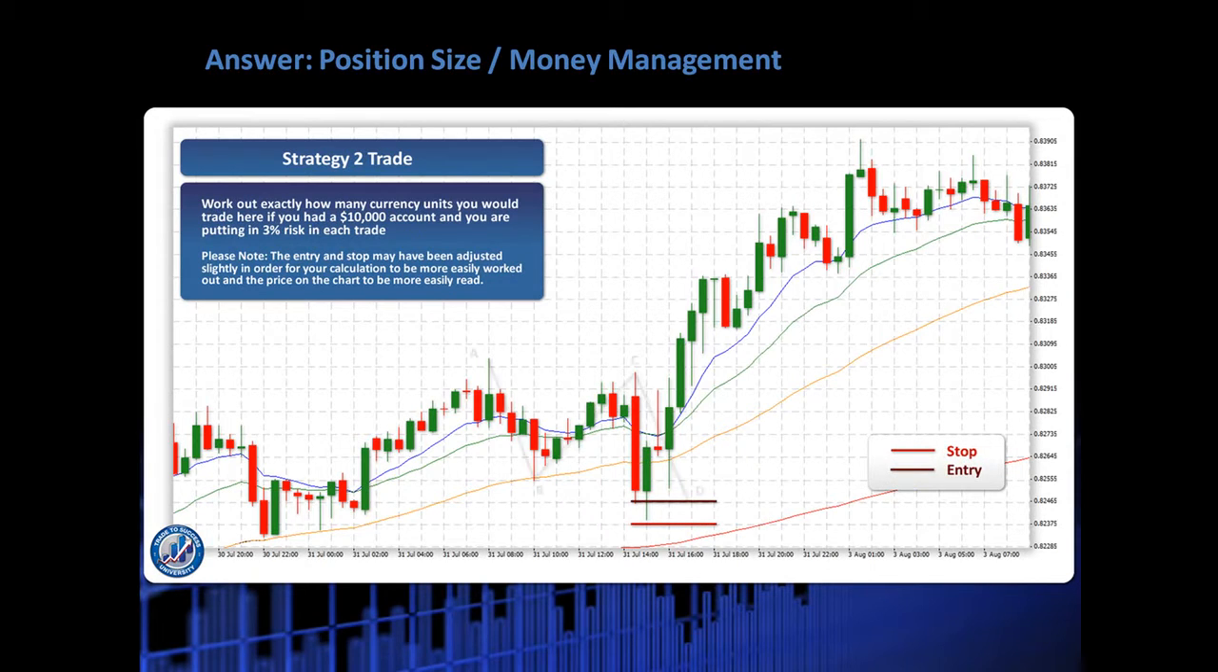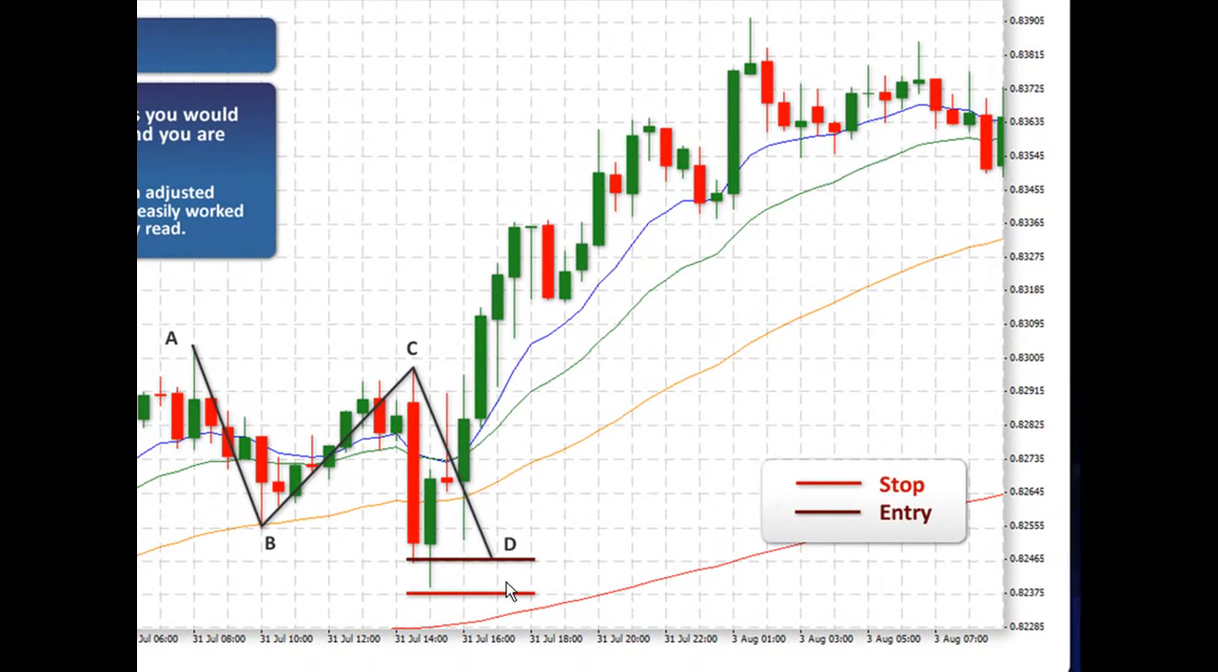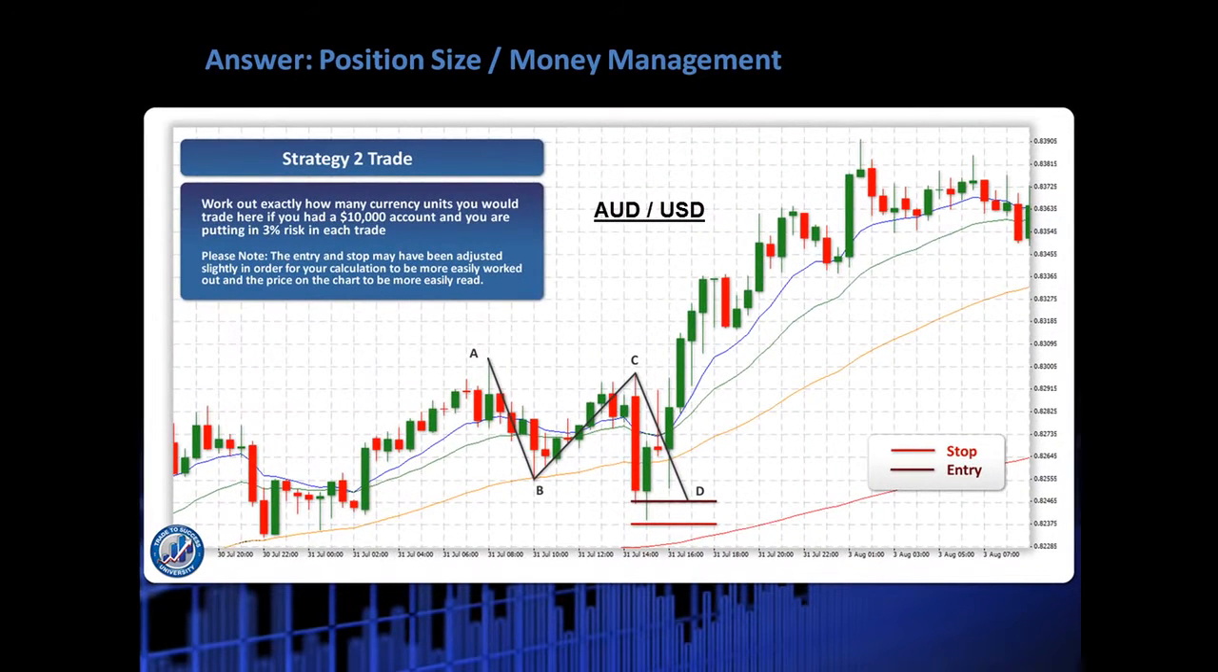So the entry and stop are as defined, and here is the ABCD. So the entry is at 0.8246 and the stop is at 0.8237. The chart is of Australian dollar against US dollar, so let's use a trade size calculator now.